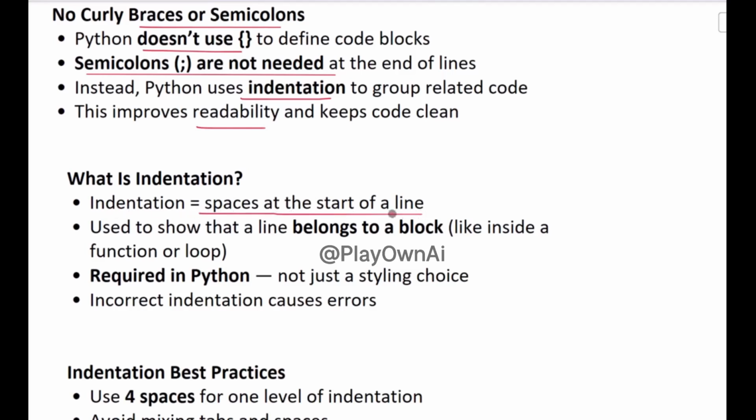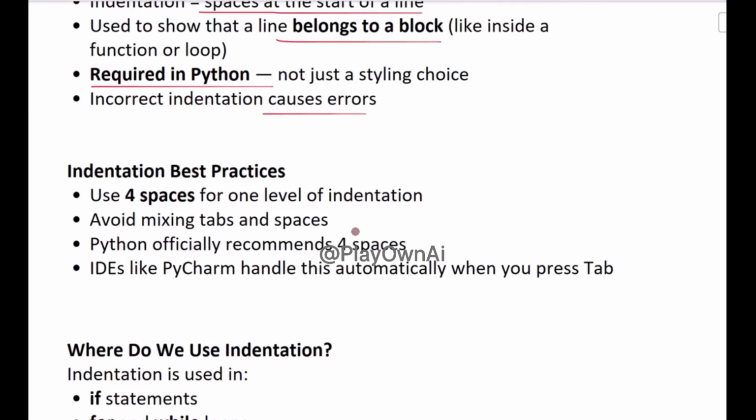Now the question is, how many spaces should we use for indentation? In most cases, we use 4 spaces for one level of indentation. Some people use tabs, but Python officially recommends 4 spaces. Your IDE, like VSCode, will usually handle this for you automatically when you press the tab key. Just remember, consistency matters. Don't mix tabs and spaces. Python will throw an error if the indentation is inconsistent.